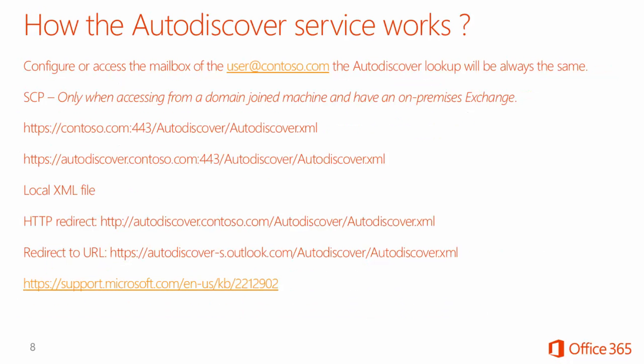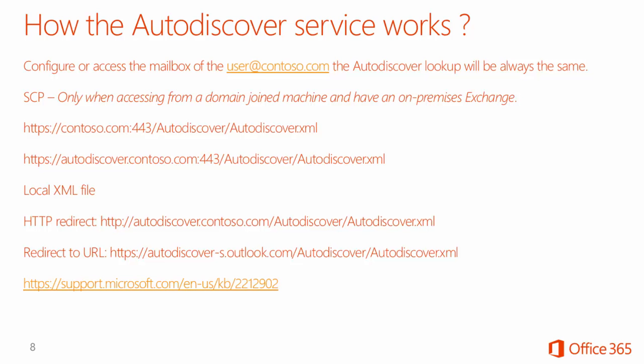Okay, so how does the Autodiscover service work? Regardless of any scenario, Office 365 or on-premise, when we do a lookup on the user at contoso.com, Outlook will always first try to locate the service connection point. This is only in a domain-joined environment. We'll then try to make an HTTPS request against the root domain, which it can extract from the email address. We'll then query for autodiscover.contoso.com, also on 443.